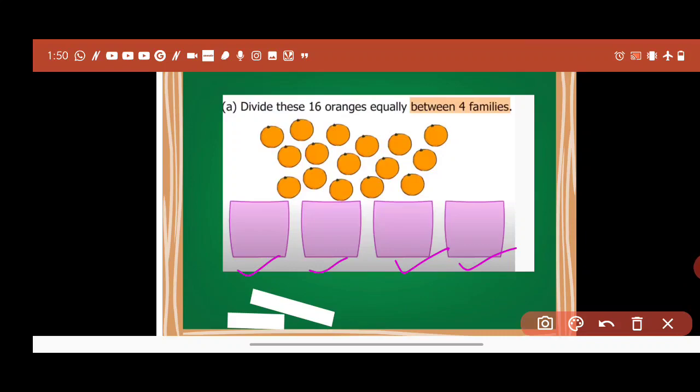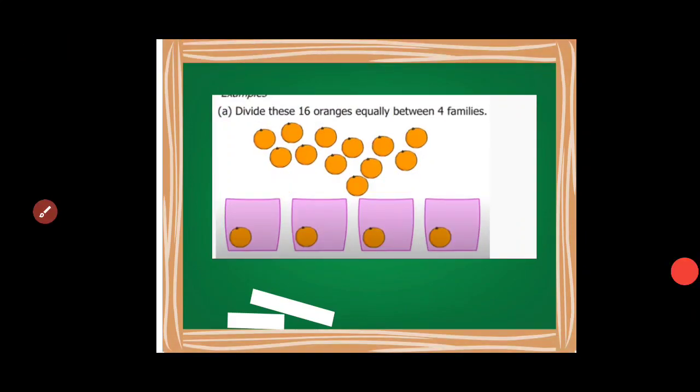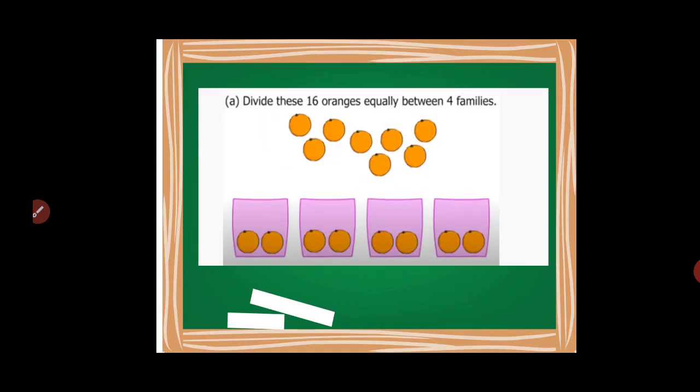What if we distribute it by putting one orange in each of these baskets? So over here, now we have placed 1 orange in each basket. Still, there are some oranges left. And we have to divide it equally till it finishes. So let's repeat the process. We will put another orange in each basket. Now, each basket has 2 oranges.